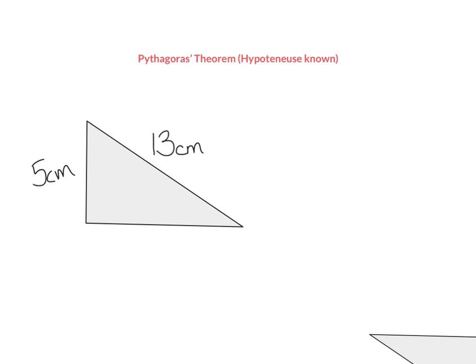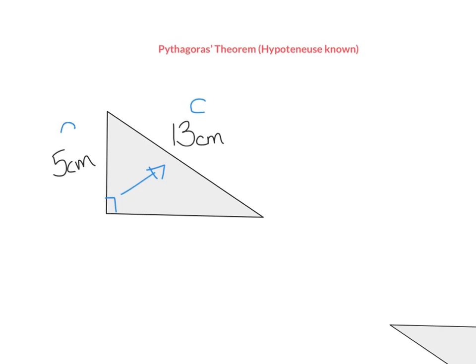Okay, so the first thing I want to do is label my triangle. A, B and C. C is obviously the most important one. It's the hypotenuse, the longer one. It's the one that is opposite the right angle. And A and B, it really doesn't matter which one's which. So I'm going to call this one A and this one B.